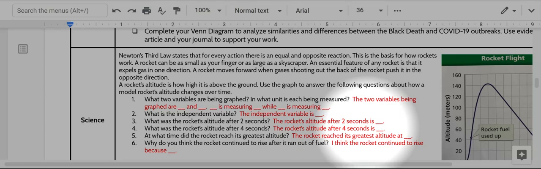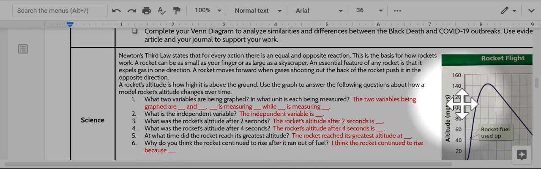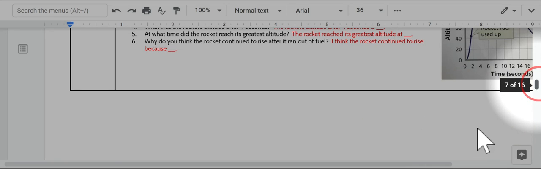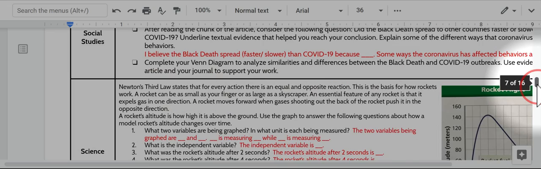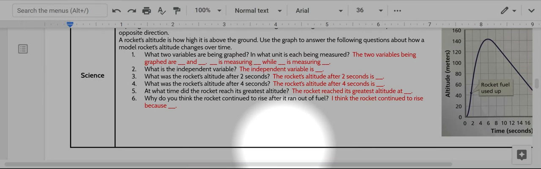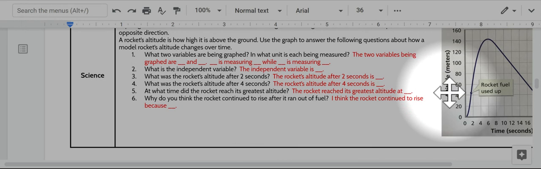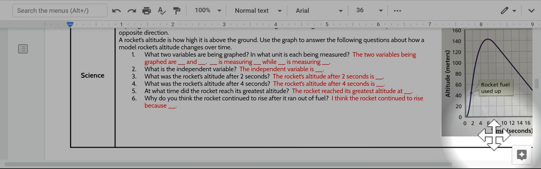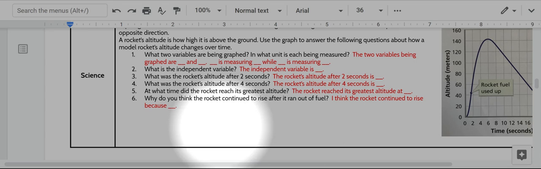This in the red here are your sentence frames. So when you submit these to us, please start with number 1 and say, the two variables being graphed are, and let's look at this graph. We've got it here on altitude, and apparently it looks like it's cut off a little bit. There we go. It's time. Let's see if I can get this fixed for you a little bit better. There. So moving this down here, we look at altitude and it's measured in meters, time is measured in seconds.